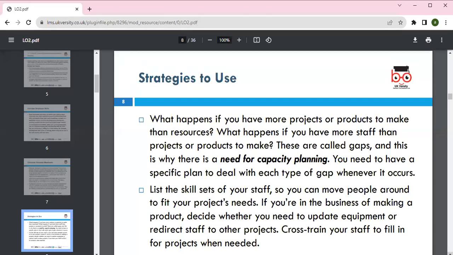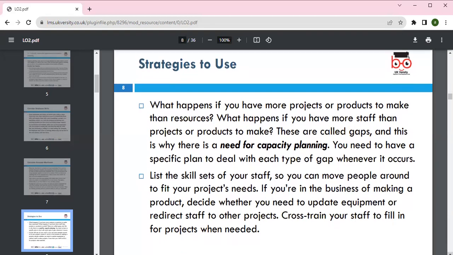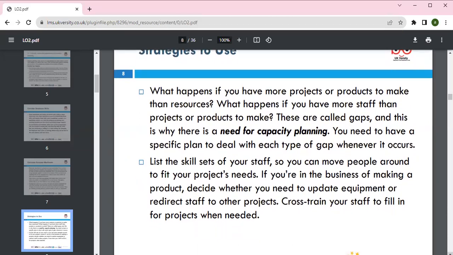List the skill set of your staff, so you can move people around to fit the project needs. And if you are in the business of making the product, decide whether you need to update equipment or redirect the staff to other projects, and cross-train your staff to fill in for the project when needed. That's what we need to look around.